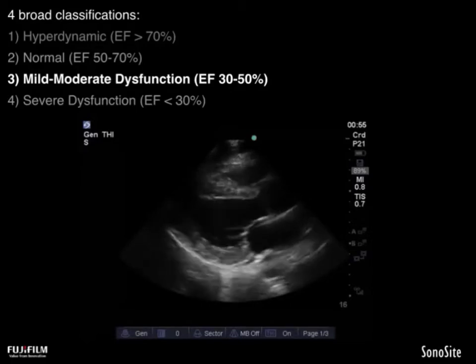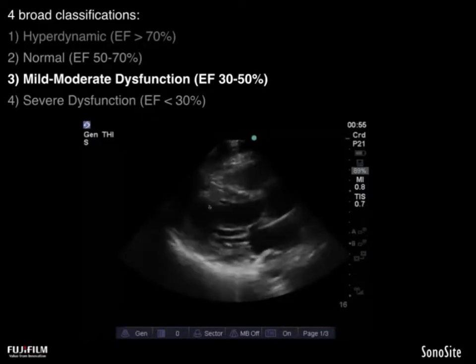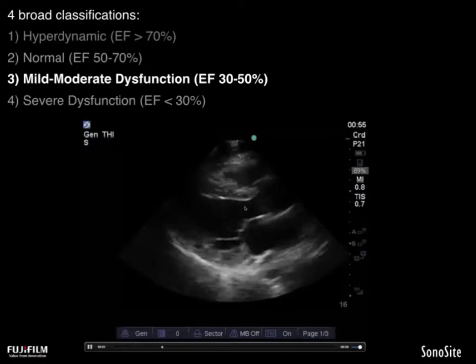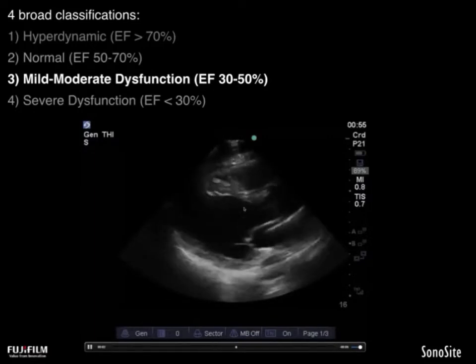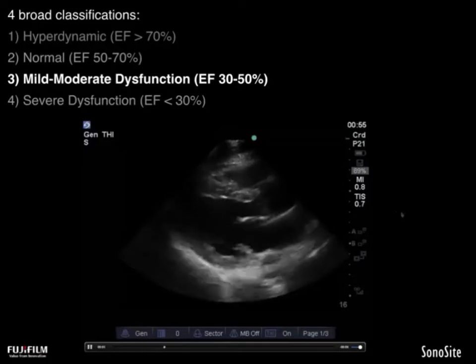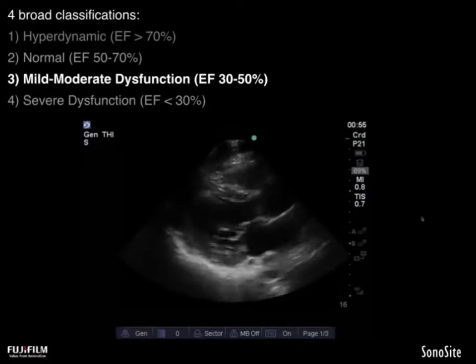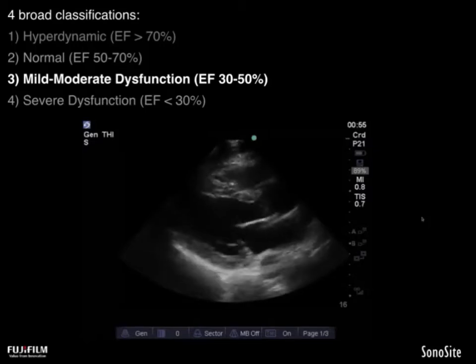Of note, we can appreciate the mitral valve leaflet is not approximating the septum with the same closeness. In fact, I can place my mouse cursor between that leaflet and the septum, suggesting that in this closed system, there's not as much blood moving through that mitral valve to push it open. And so this is the mild to moderate category, or an ejection fraction of 30 to 50%.